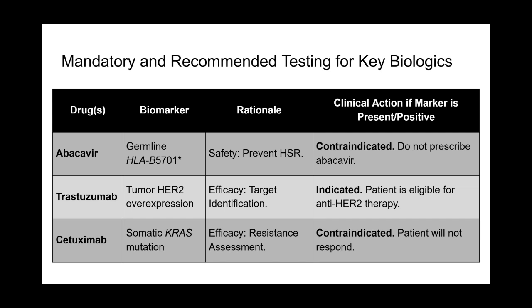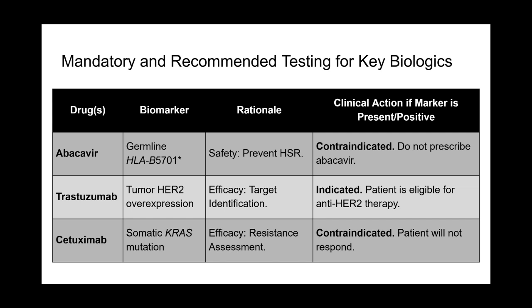The use of companion diagnostics for biologic therapies can be understood through 3 fundamental strategic pillars: ensuring safety, identifying the drug's target, and assessing for primary resistance mechanisms. The human leukocyte antigen, HLA, system plays a crucial role in the immune system's ability to differentiate between self and non-self. Among its components, the HLA-B*5701 allele is significantly associated with a severe and potentially fatal multi-organ hypersensitivity reaction, HSR, to the antiretroviral drug abacavir.